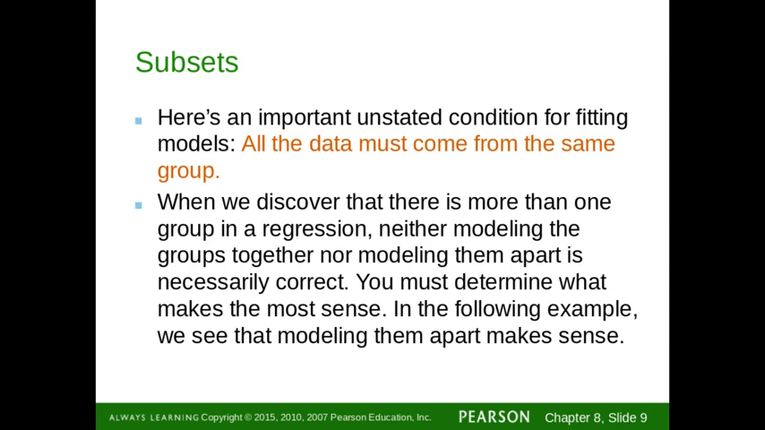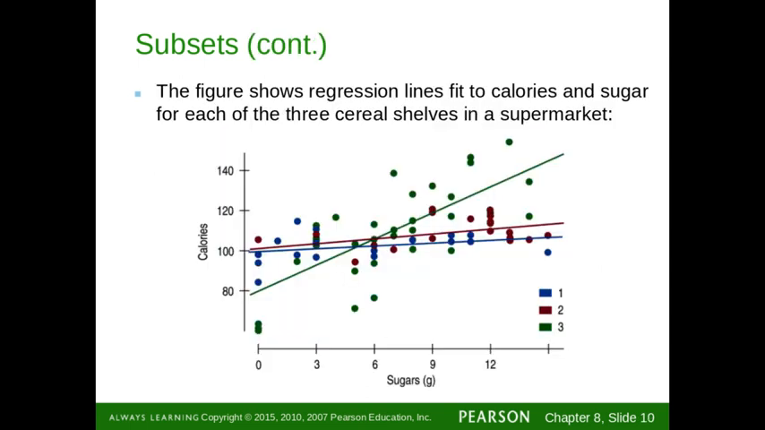Same thing with the numbers. So when we discover that there is more than one group in a regression, neither modeling the groups together nor modeling them apart is necessarily correct. We must determine what makes sense. In the following example, we see that modeling them apart makes sense. Okay, just like the one that I did on thermal conductivity, that made sense to do it separately.